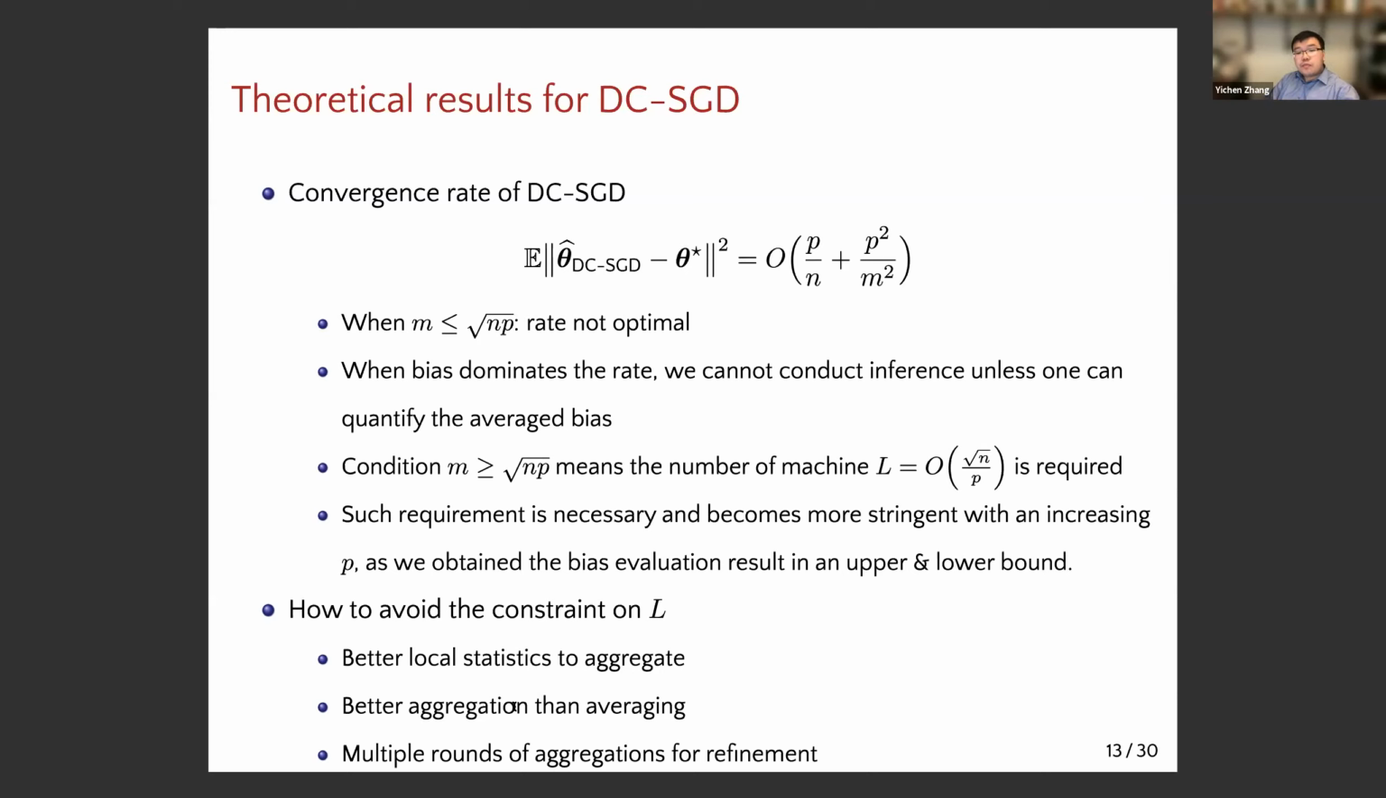So how to avoid the constraint? The key ideas are the three of the following. One is that we can try to use better local statistics to do the aggregation, and we can use a better aggregation other than averaging. And finally, which is most important, we need to consider multiple rounds of aggregation. This divide and conquer method is a one-shot method, which means there is just one round of aggregation.